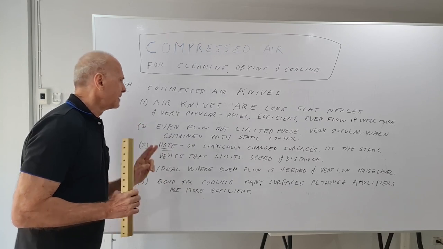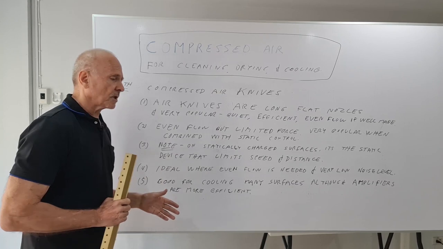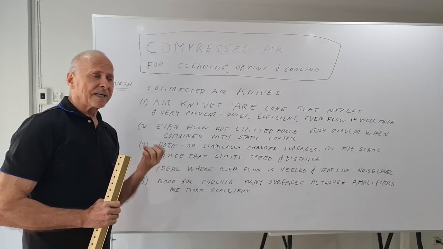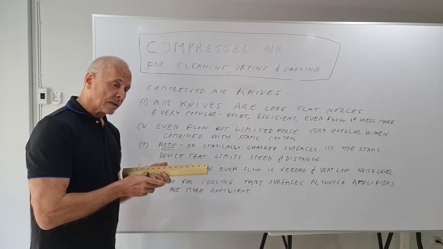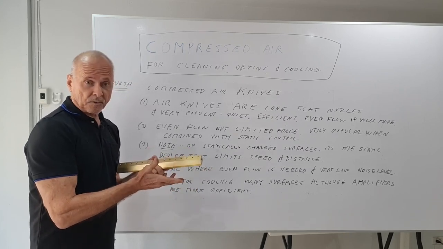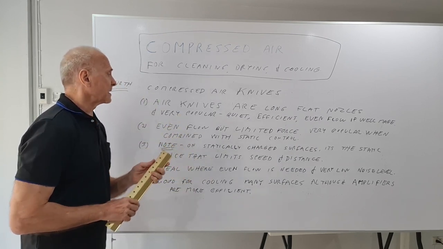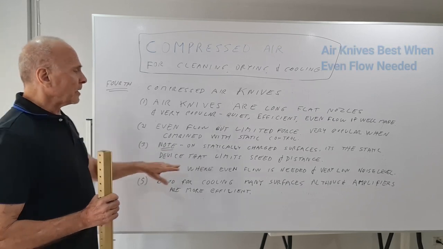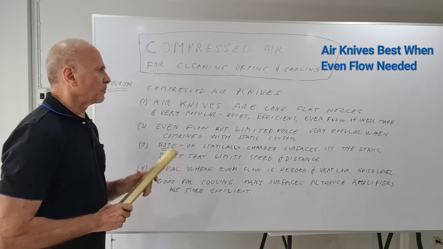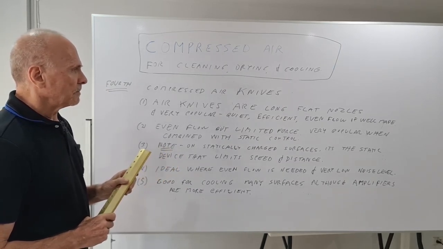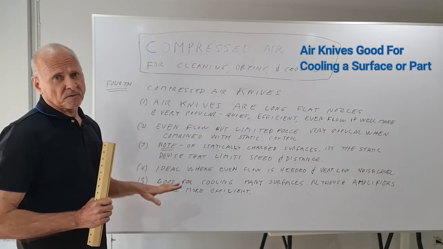So think logically, okay? If you have a very fast moving surface that's statically charged, or a very, very highly charged surface, and you're using an air knife with a static bar, but it's not quite eliminating the dust because the static is still there, then you have to address the static device itself, not the air knife. It's ideal where even flow is needed, and it's very, very low in noise levels, a very important consideration in many applications. It's also very good for cooling many surfaces.